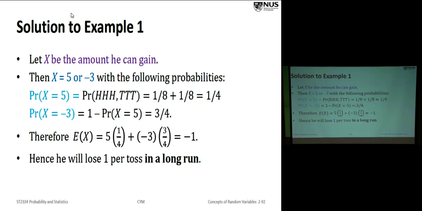Okay, now the expected gain, by definition, is the expected value of X: the value of X weighted by its probability. So with probability 1 over 4, that individual gains 5, plus with probability 3 over 4, that individual loses 3. If you add these things together, you get back minus 1. So this game is kind of a bit silly for this person to play, because that individual will lose 1 per, not per toss, but per game. Okay, this is not a very good statement. This is per game, not per toss. Okay, so that's example 1.